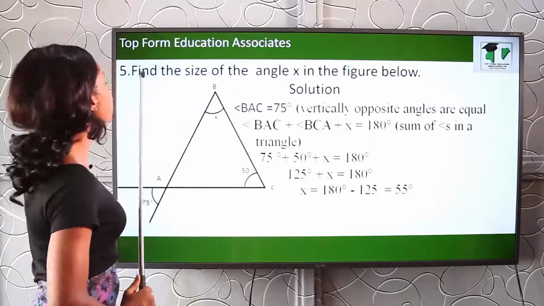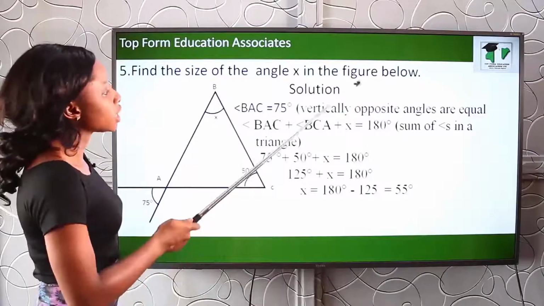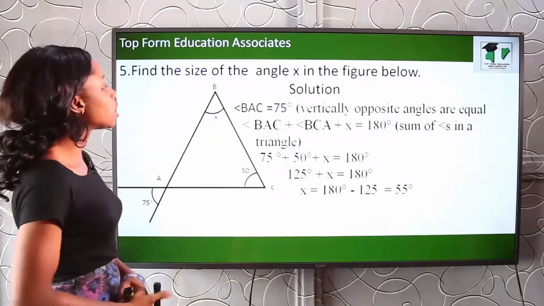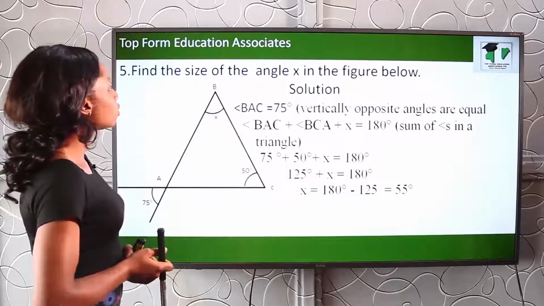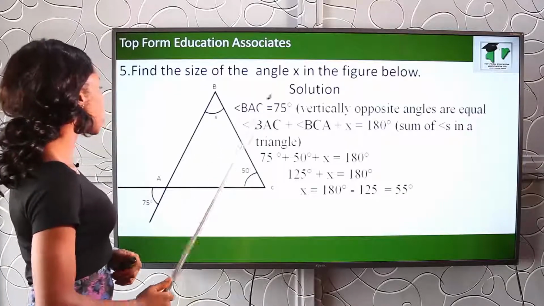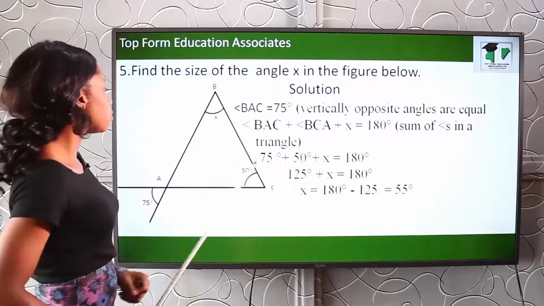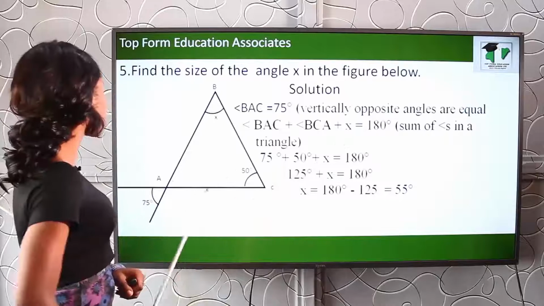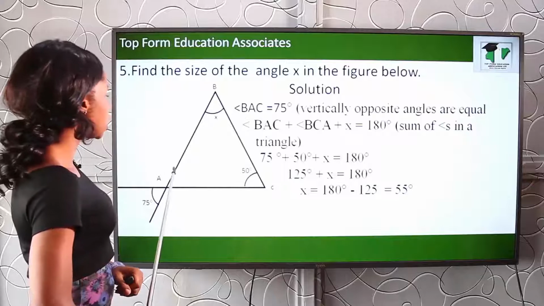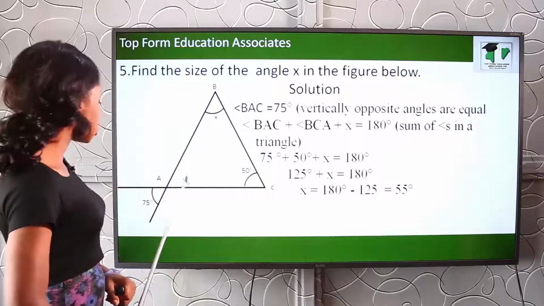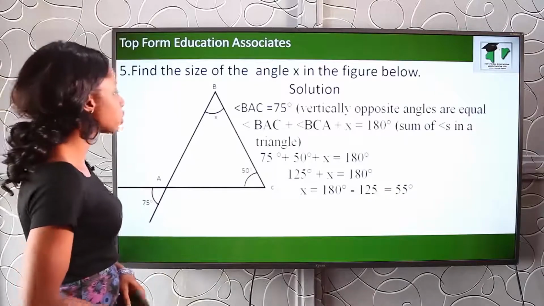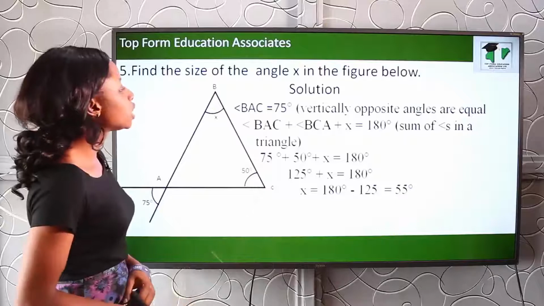Now, example 5. Find the size of angle x in this figure below. This is angle x, and we're asked to find its size. We can see that angle BAC is 75 degrees. Why? Because vertically opposite angles are equal. This is our angle BAC, here. Are you seeing it? These two are vertically opposite, so 75 degrees is angle BAC.